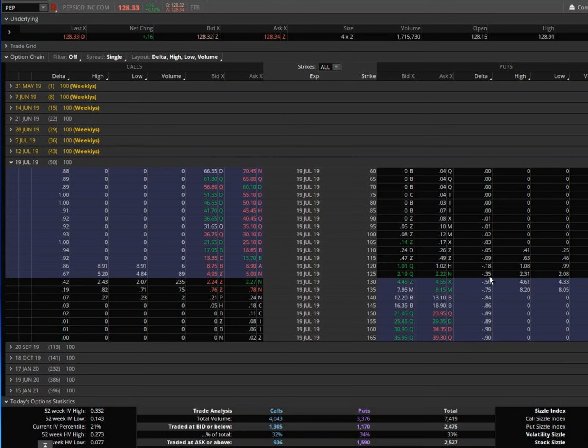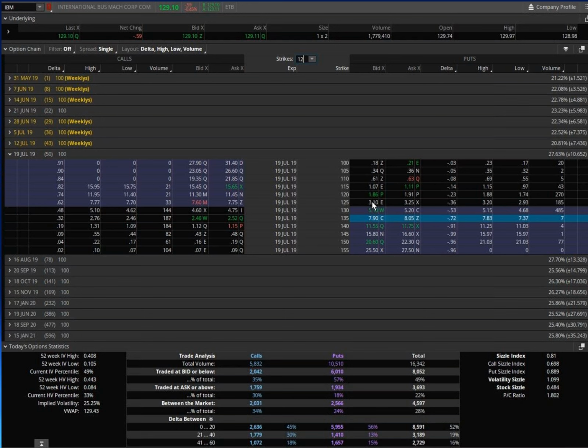Keep in mind, we're probably still going to be looking at these 125s here. That's about that 35 delta. But if we go over and look at the IBMs, the 125s is a 36 delta, and you can see we're getting paid a lot more for that same strike location. So the spread here would be a little bit better. You're going to get a little bit better credit. That's all I really want to say with that.